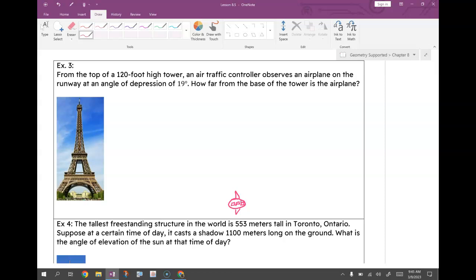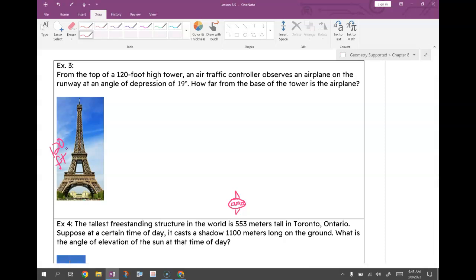Okay, so there's the airplane. Where does the 120 foot go? What is that describing? Like how high it is. How high what is? The tower. So where do you put it? At the top of the tower. There we go. Okay. All right, so we haven't created a triangle yet, so we have to figure out what it is that it's asking for.